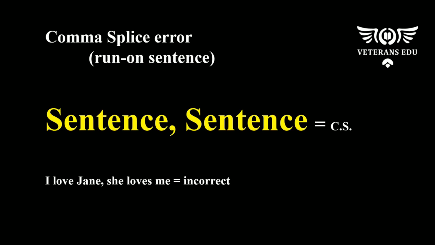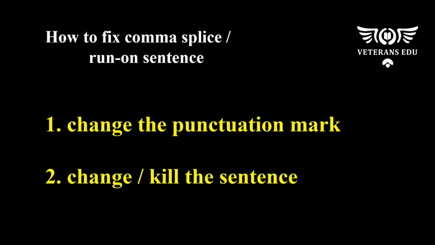Let's review what we learned today. Comma splice, or run-on sentence, is an error that occurs when you're separating two sentences with just a comma. And there are 2 fundamental ways of fixing a comma splice. The first method is to change the punctuation mark, and there are about 5 options. The second method is to change or kill the sentence.